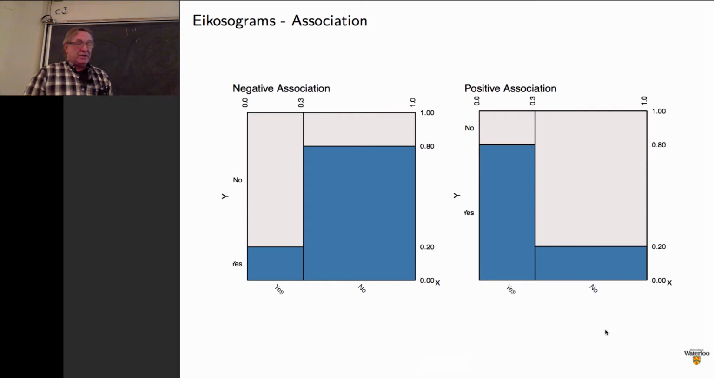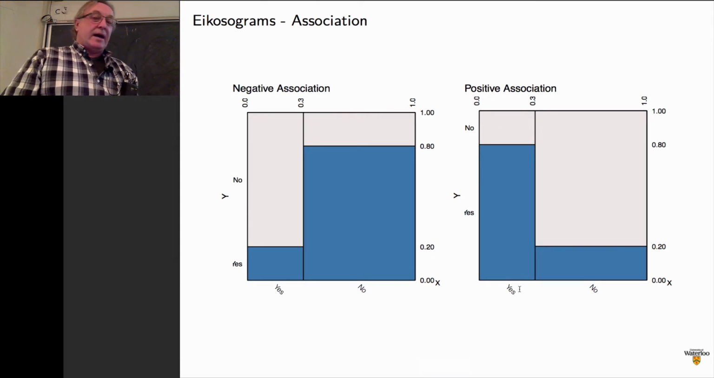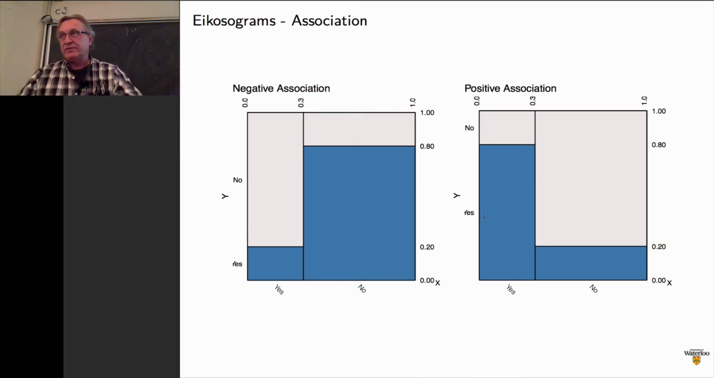So we can think about an association. Let's look at the positive. If X happens, Y happens with high probability. If X doesn't happen, Y happens with low probability. Conversely, negative: if X happens, then Y happens with low probability, so it's less likely to happen if X happens. It's more likely to happen if X doesn't happen. This bar is higher than that bar versus that bar is higher than that bar. So the relative heights of the bars give you some sense of association.